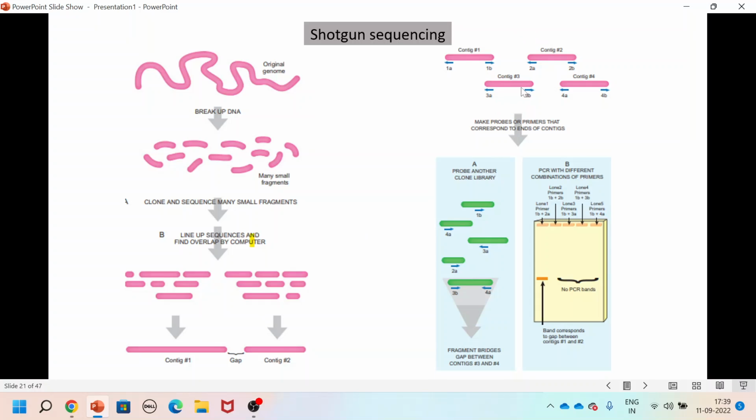So the contigs, then there will be some other contig that will fill up this gap, and based on this we define the complete sequence of our DNA or the RNA for which we are doing the sequencing.